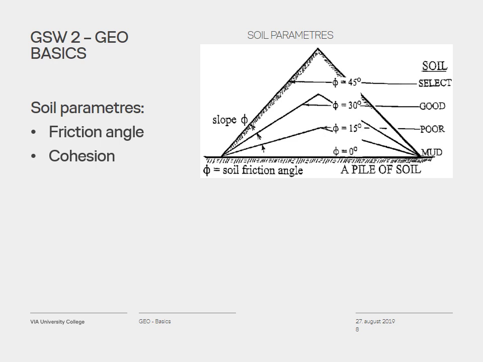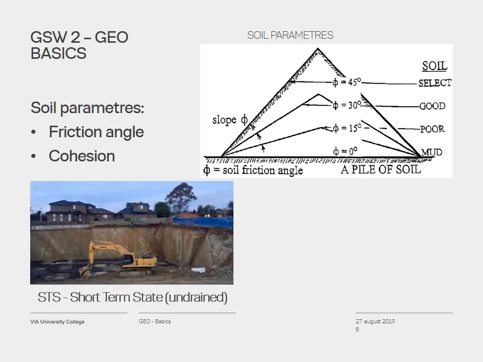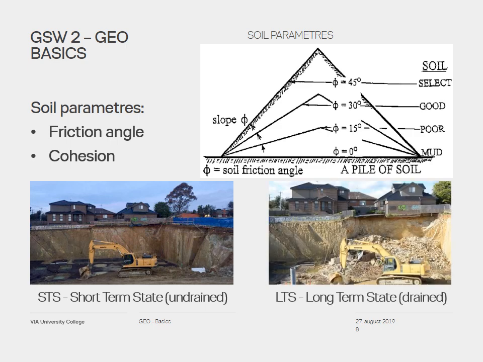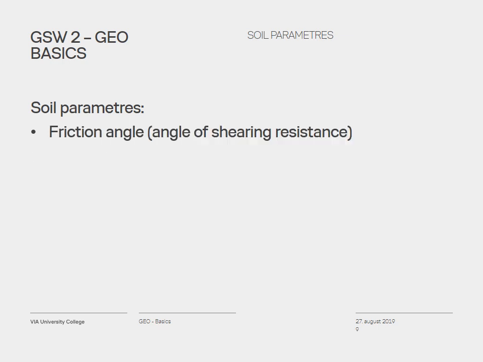Another parameter that we work with is cohesion. In cohesion we have the short-term state, or undrained state. Sometimes it's stable, but we also work with a long-term state. Sometimes we call that a drained state, where the soil changes character and has different strength parameters. So with clay, it's important that we investigate both the short-term and the long-term state.